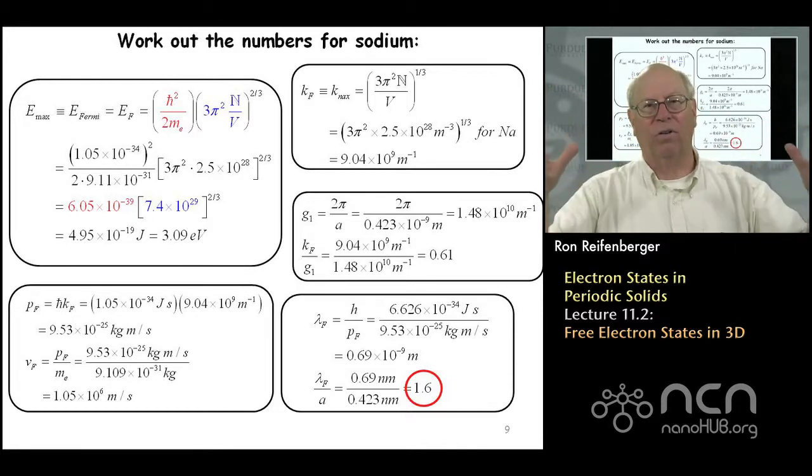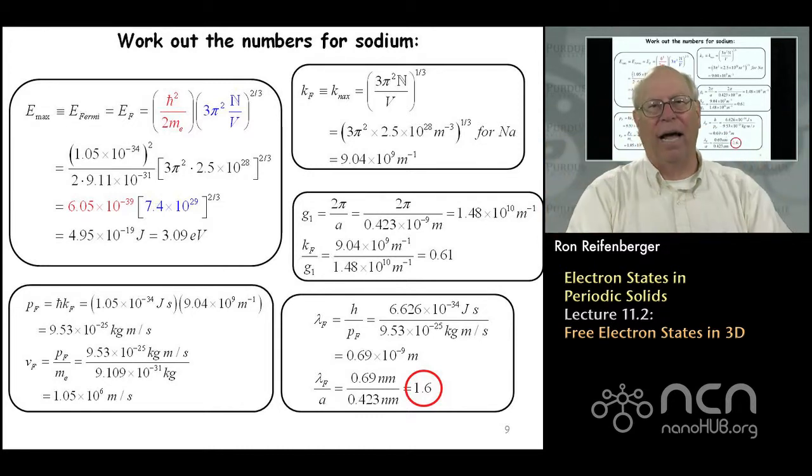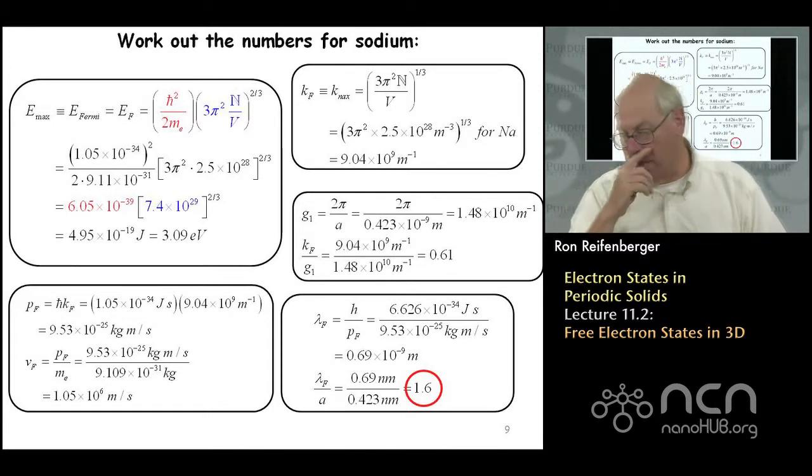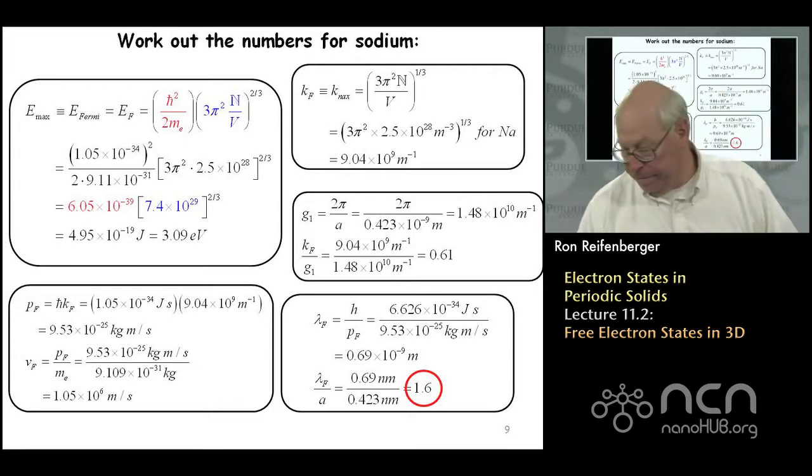These electrons are truly quantum electrons. They are delocalized from individual atoms in the sodium crystal, right? And that's what this ratio of the de Broglie wavelength of the most energetic electron to the lattice constant A, that's what this number's trying to tell you about.